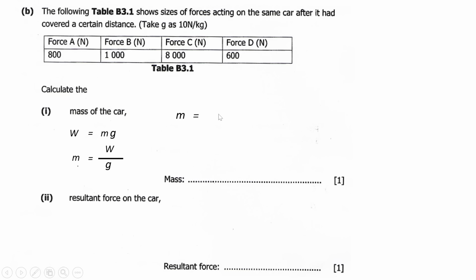Then mass will be equal to weight, 8000 Newton, over acceleration due to gravity, which is 10. So if we divide these, we are going to get 800 kg. So this one and this one will cancel, and we'll have 800 kg as the mass. Now part 2, they're saying calculate the resultant force on the car.